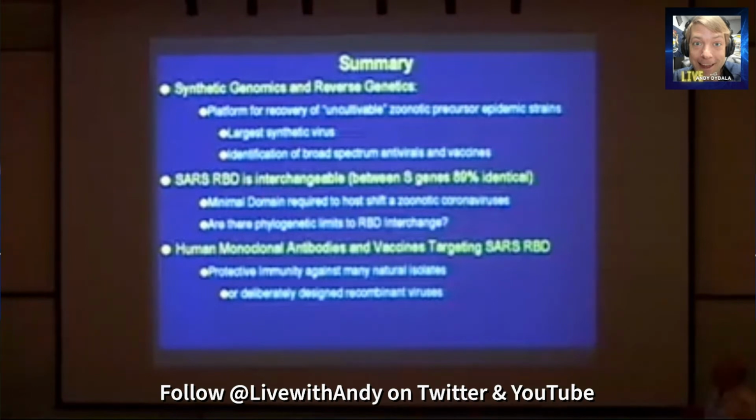Clearly, the RBDs are interchangeable, and this is with an 89% amino acid identity within the spike. It's the minimal domain required to host shift coronaviruses. What are the phylogenetic limits to RBD interchange? We actually don't know. Clearly, the human monoclonals and vaccines targeting the SARS RBD would provide protective immunity against natural isolates that emerge by recombinatorial processes in the future, or unfortunately by deliberate design.